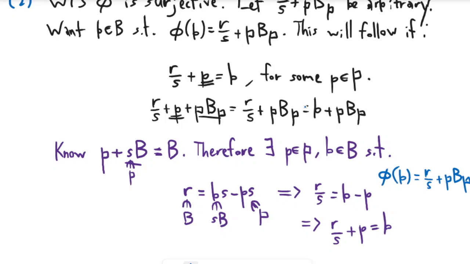Great, and so we showed that phi is surjective and that its kernel is equal to P. So therefore, we get that B divided by the kernel of phi, which is P, is isomorphic to the image, which is this ring. And that is what we wanted to show.